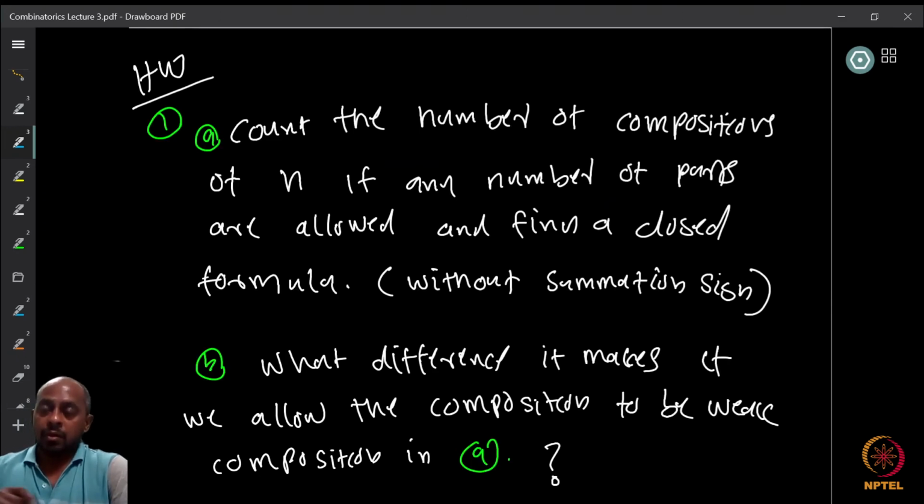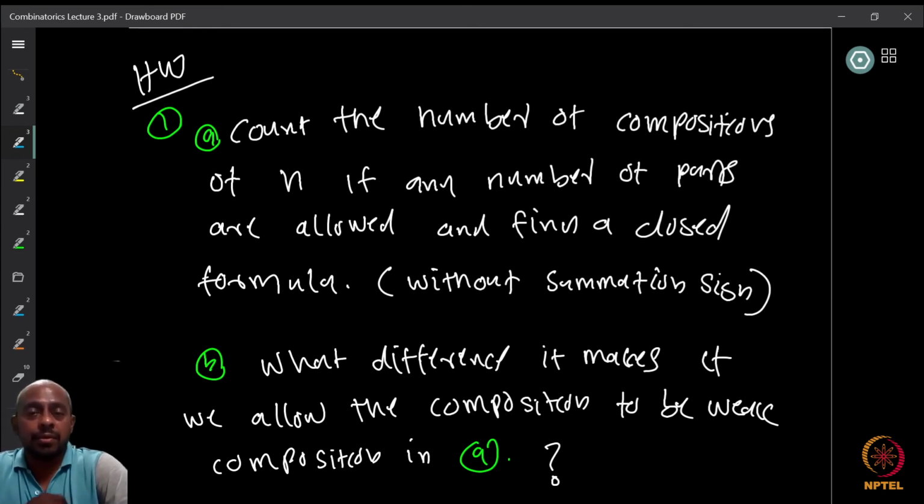Now here are some homework questions for you. First is that you count the number of compositions of n if any number of parts are allowed. Okay. So what do I mean by that? Earlier we said that we have a fixed number of k parts, right? So we counted for precisely k. Now you want to find out for an arbitrary number of parts, where k is arbitrary. It can be 1, it can be 2, it can be 3, etc., right? Now, can you find a closed formula for this, right?